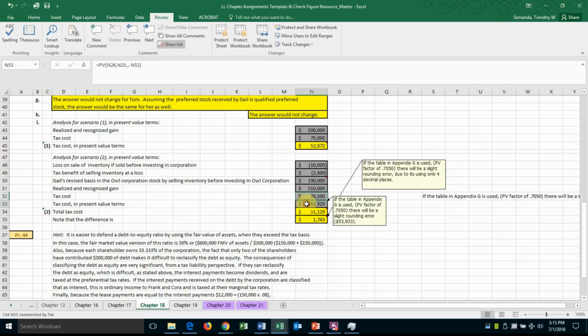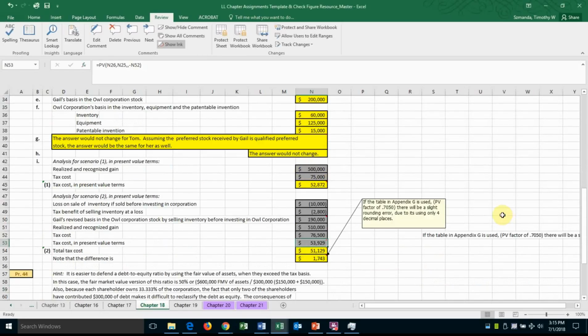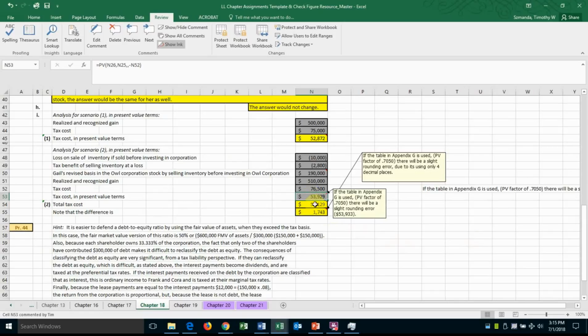So then the question is, what is the present value of that $76,500 tax cost in today's terms? And again, we use the same present value calculation, 6% discount rate, number of periods is 6, and now the future value of this tax cost of $76,500 is $53,929. Alright, so that's the tax cost in present value terms.